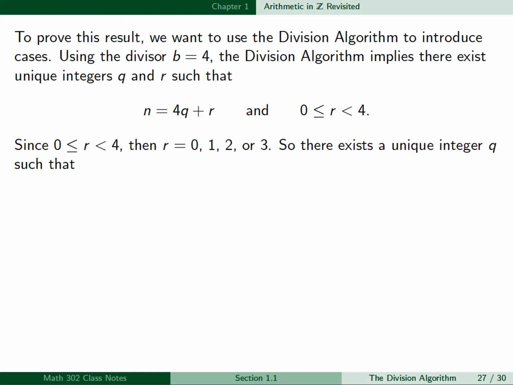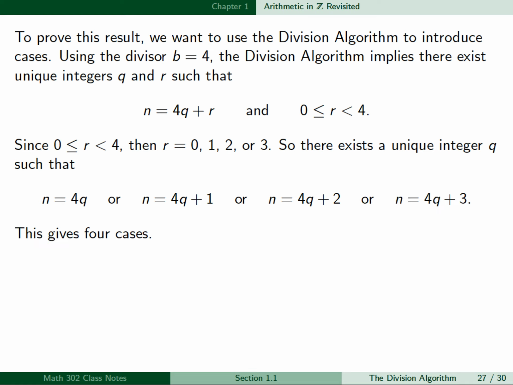So we can restate our conclusion as saying there exists a unique integer q such that n is equal to 4q, or 4q plus 0, or n is 4q plus 1, or n is 4q plus 2, or n is 4q plus 3. And this gives us 4 cases.